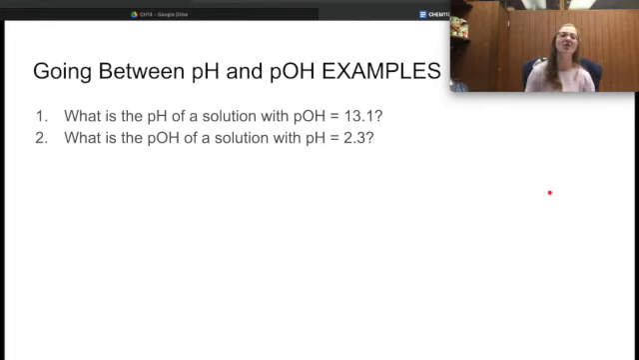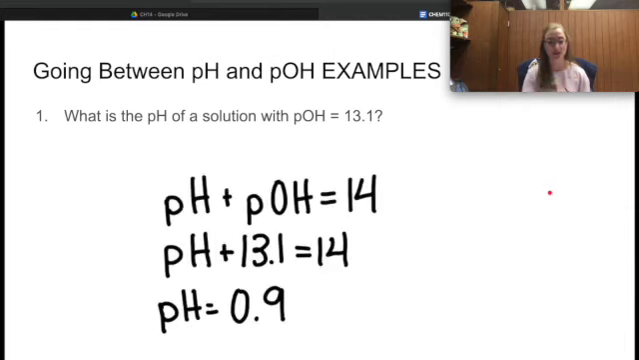If I want to know what the pH of a solution with a pOH of 13.1 is, I can go ahead and just very quickly do that subtraction, using the fact that pH plus pOH equals 14. So pH plus 13.1 is going to equal 14 in my case here. If I just subtract 13.1 from both sides, I get that my pH equals 0.9.